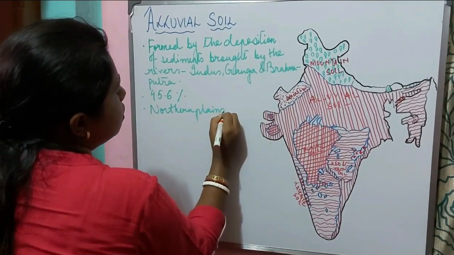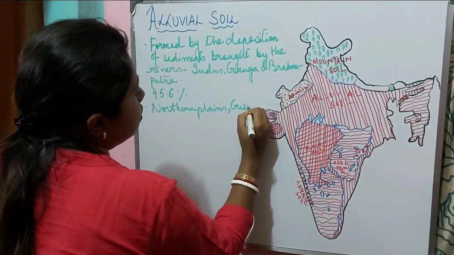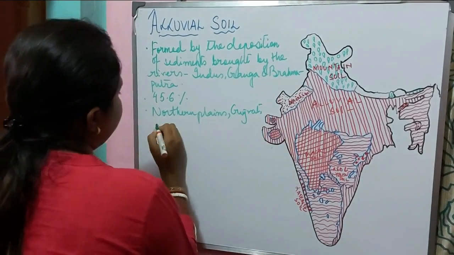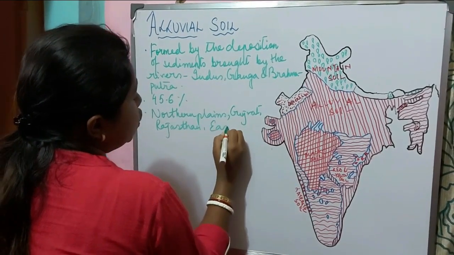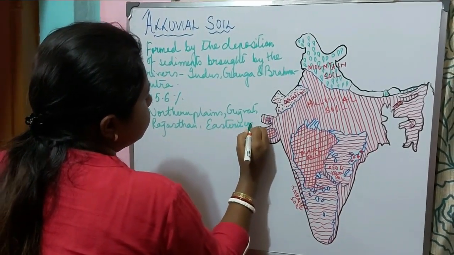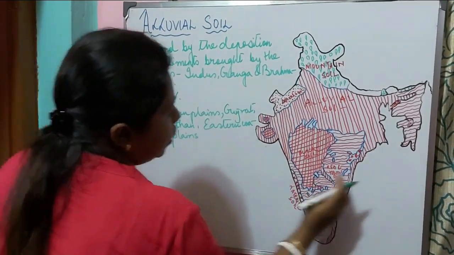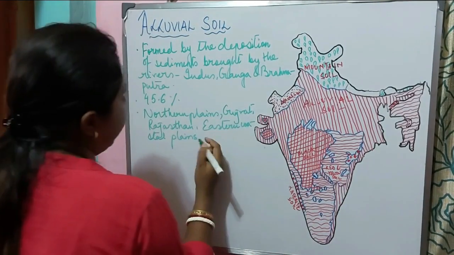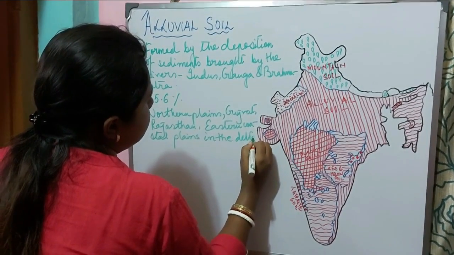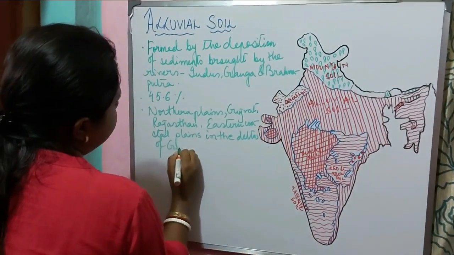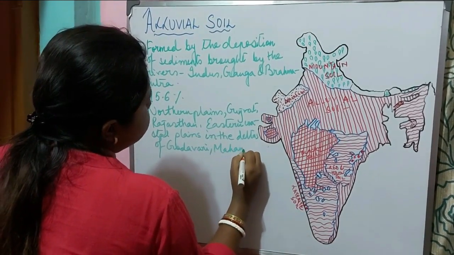It includes, where else we can find alluvial soil? Parts of Gujarat, Rajasthan, eastern coastal plains. Here is the eastern coastal plain. Here we can find alluvial soil in the deltas of Godavari, Mahanadi, Krishna, Kaveri.